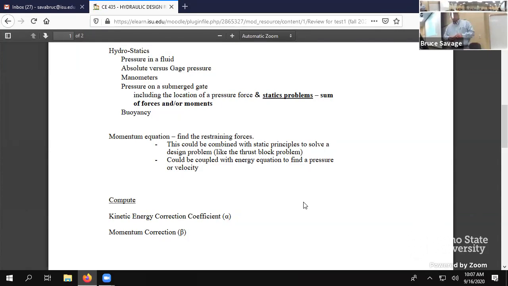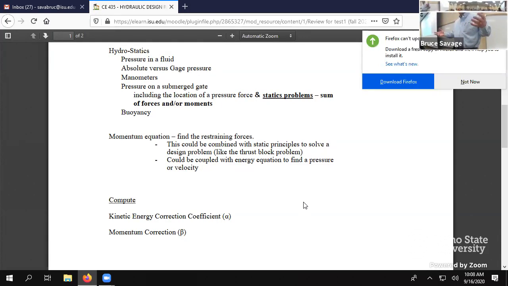Sometimes I like to couple problems, like the thrust block problem. I didn't ask you to do it in the homework, calculate the pressure at the outlet, because we hadn't covered the energy equation yet, although you should have seen it from fluids. But in reality, you should be able to now do both the momentum equation and the energy equation. You should be able to use them together to solve a problem. Okay. So you can use the energy equation to find a pressure, to find a velocity or a flow rate, and then you can couple that with the momentum equation to go ahead and find whatever the restraining force needs to be for whatever you're designing.